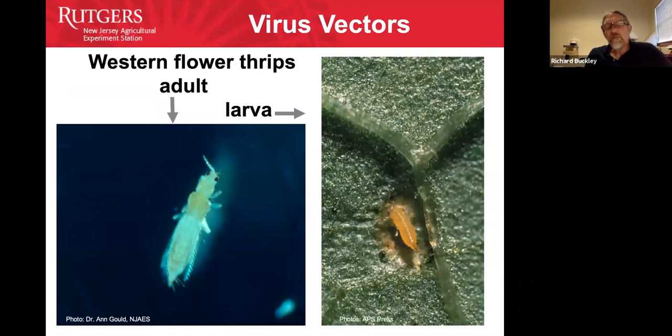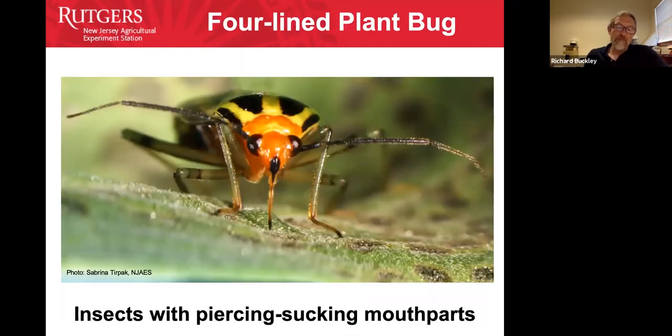Another hint with viruses is we need some vectors. Western flower thrips moves impatiens necrotic spot from plant to plant. So if you've got a funky looking plant and a lot of aphids or a lot of thrips, it increases your confidence level in saying that this is a virus. All right, insects.